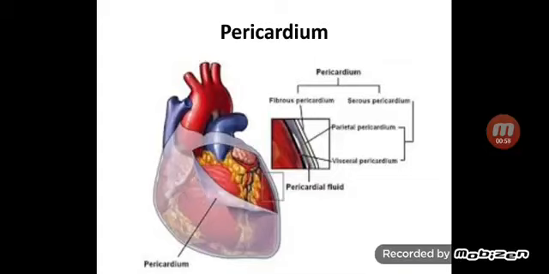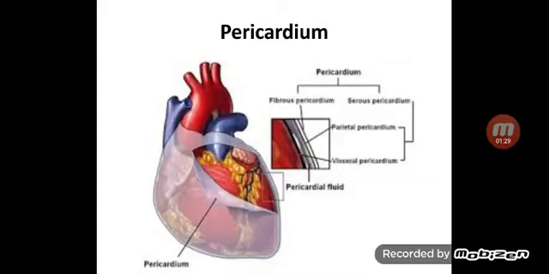And what are the great vessels? These are the aorta, pulmonary trunk, superior vena cava, inferior vena cava, and the pulmonary veins. So it is a fibroserous sac enclosing the heart and the related roots of great vessels. It is located in the middle mediastinum, extending from the second to the sixth costal cartilage.